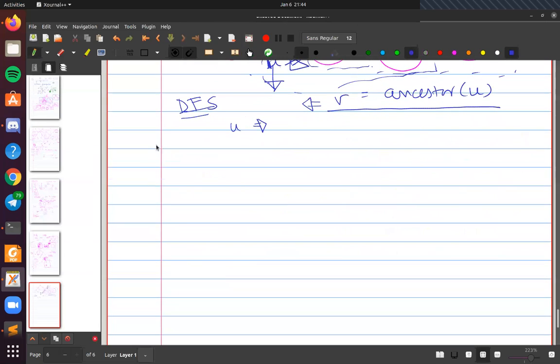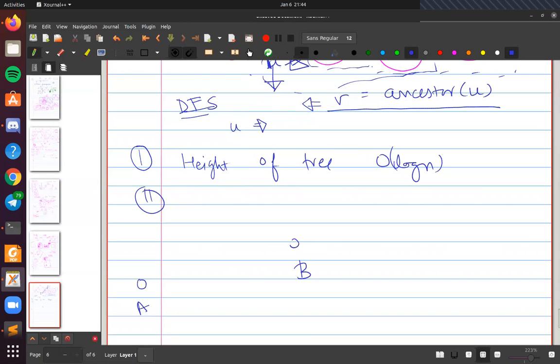So now we'll do the properties. There are only two properties. One is the height of the tree, which I already proved: the height of the tree is log n. And the second thing is a very important property. So consider any path in the original tree. Let's say A to B.